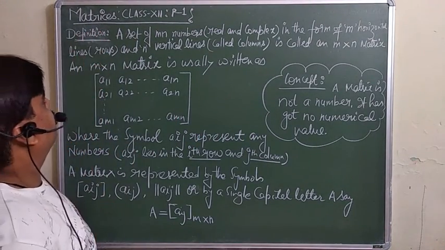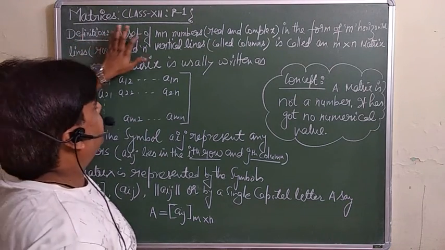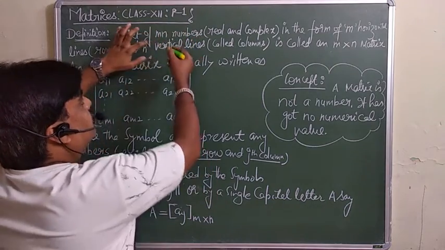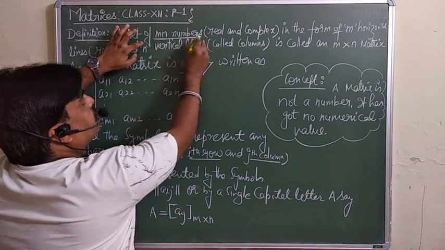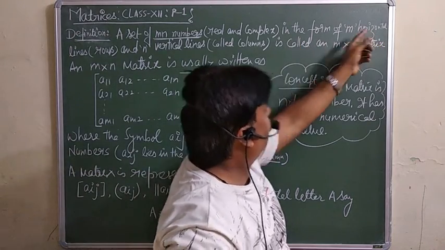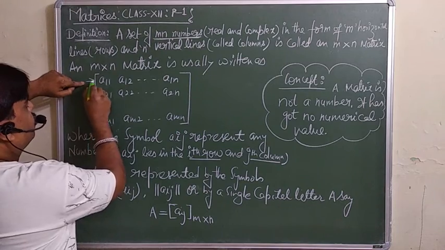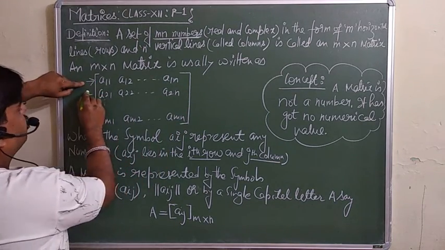We will discuss this chapter, matrix. So first of all, the definition: a set of m numbers, they may be real or complex, in the form of m horizontal lines. These are your horizontal lines, that is, they are known as rows.